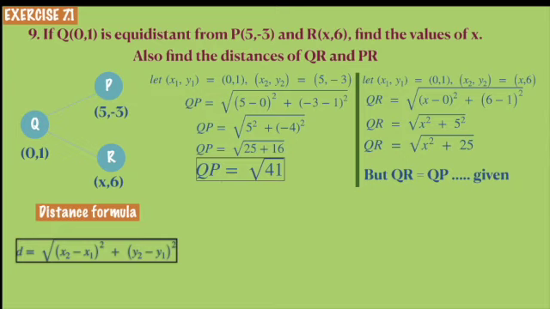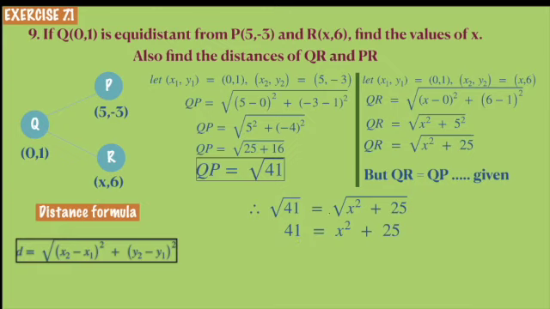Therefore, we can equate the root 41 and root x square plus 25. That is our next step. Root 41 is equal to root of x square plus 25. Here both sides roots are there. Therefore, eliminate the root by squaring on both sides or simply eliminate that. Okay. Therefore, 41 is equal to x square plus 25.